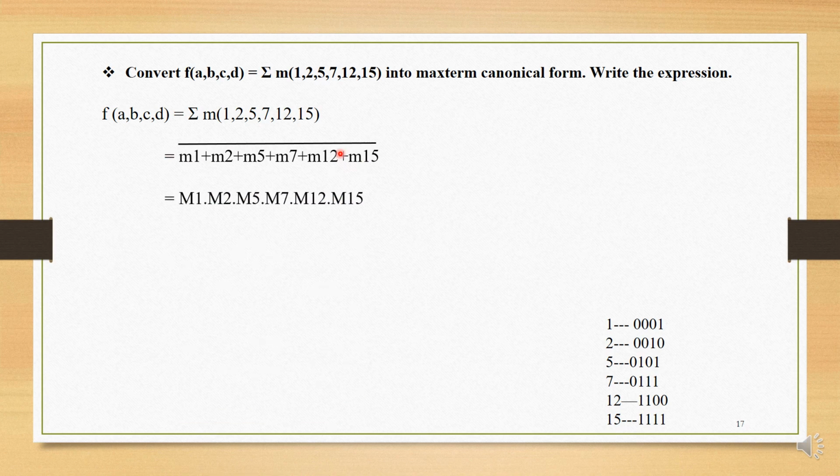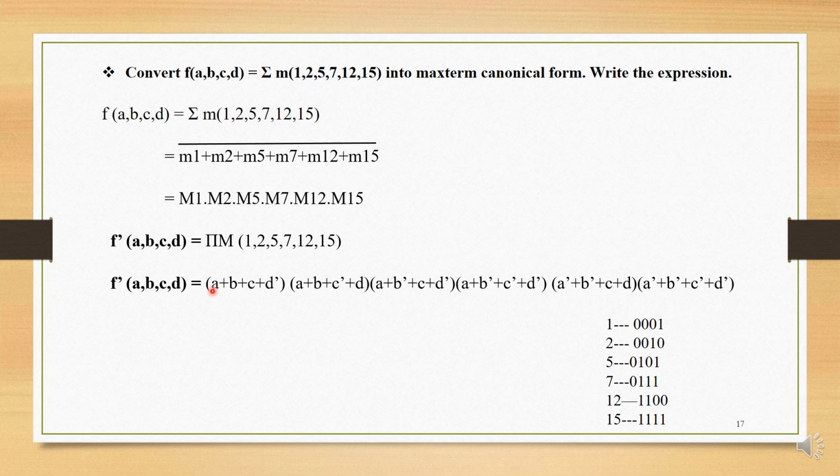Applying De Morgan's theorem, and you know that complement of minterm will give you the maxterm. So the resultant will be M1 dot M2 dot M5 dot M7 dot M12 dot M15. Represent the same thing in decimal notation. So f bar of a comma b comma c comma d equal to product M 1, 2, 5, 7, 12, 15. Now writing the same expression in terms of Maxterm canonical form.